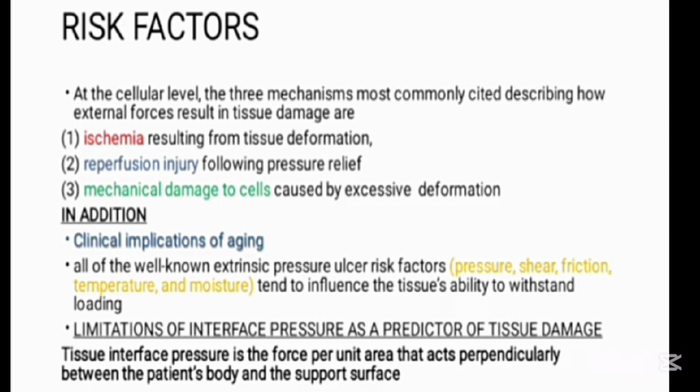In addition, clinical implication of aging. All of the well-known intrinsic pressure ulcer risk factors, pressure, shear, friction, temperature, and moisture, tend to influence the tissue's ability to withstand loading. Limitation of interface pressure as a predictor of tissue damage. Tissue interface pressure is the force per unit area that acts perpendicularly between the patient's body and the support surface.